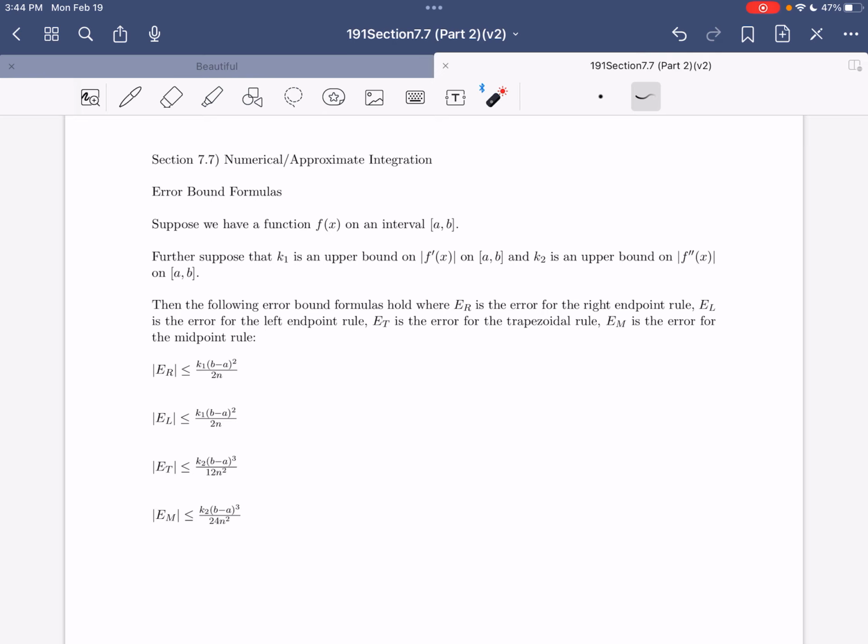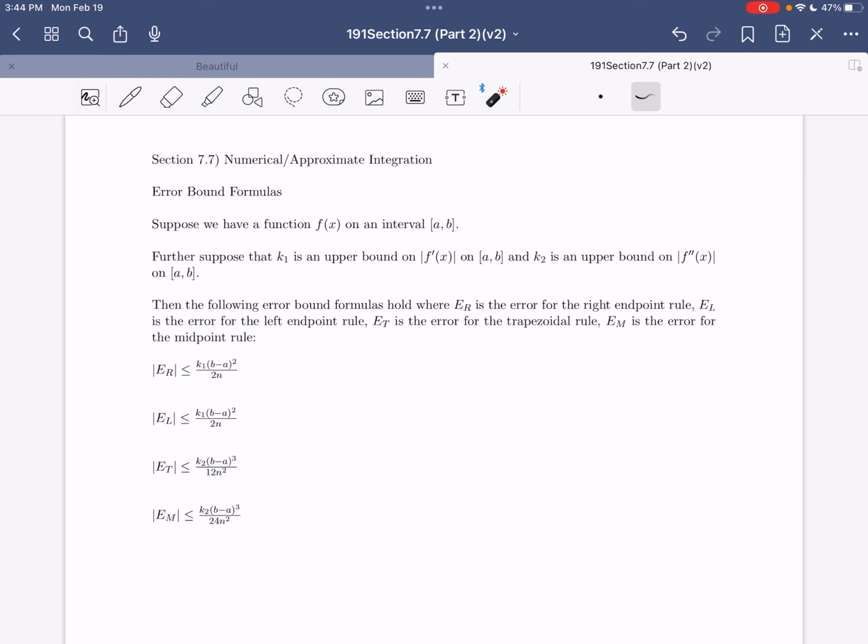If we have those upper bounds, then we have the following four error-bound formulas. In our notation here, E sub R is going to be the error for the right endpoint rule. E sub L is going to be the error for the left endpoint rule. E sub T is the error for the trapezoidal rule, and E sub M is the error for the midpoint rule. And in that case, we get these four formulas here.